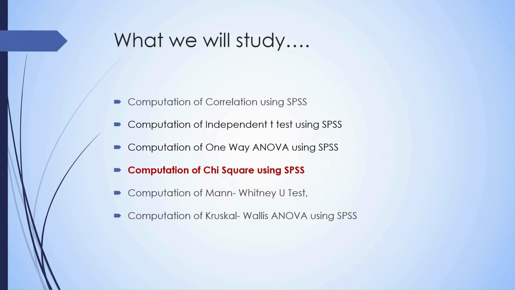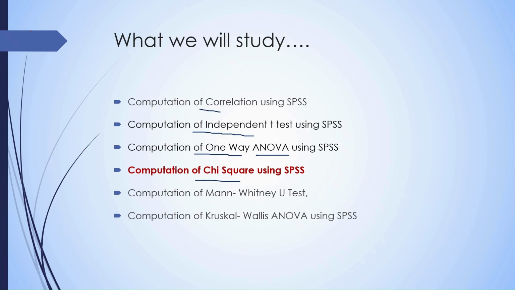We have completed the computation of correlation using SPSS. We have done the computation of independent t-test using SPSS, and we have also seen how to compute one-way ANOVA using SPSS. Next, we are going to see how to compute chi-square using SPSS.